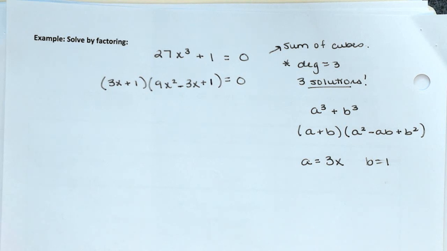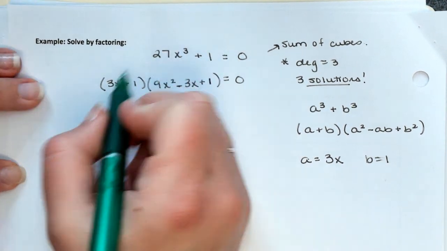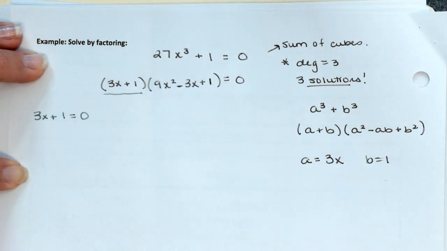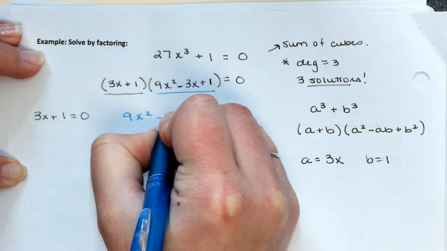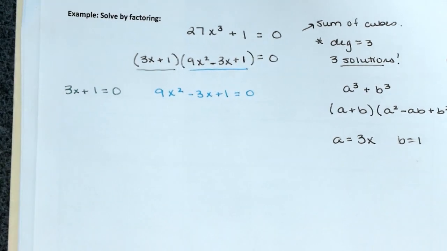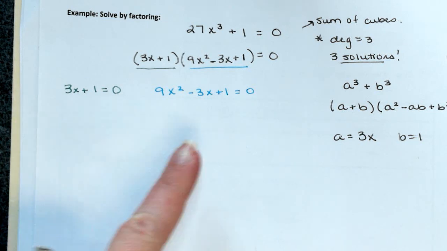Okay. Now, the reason why we do factored form, just like back in quadratics, is because if two things multiply to 0, it either means that 3x plus 1 equals 0, or it means that this factor, 9x squared minus 3x plus 1, has to equal 0. I don't know which one equals 0, but I know one of them would have to be 0 in order for those two things to multiply to 0. That's why it's beneficial to put it in factored form, because then you know one of the factors has to be set equal to 0.